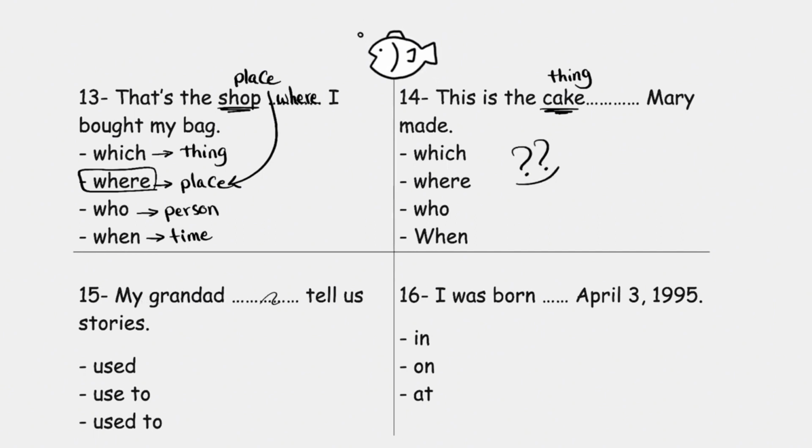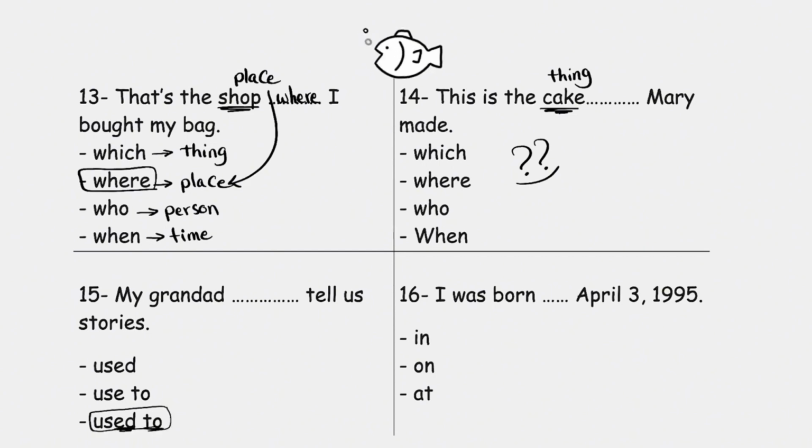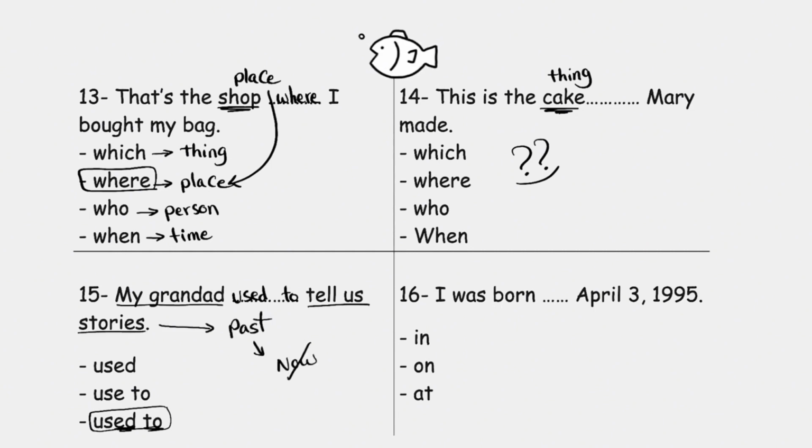My granddad blank tell us stories. Used, used to, used to. The answer is used to, with ed, with to. My granddad used to tell us stories. Means he would tell us stories in the past, but now he doesn't. So we use this structure, guys, used to talk about an action we would do in the past, only in the past, but now we don't.